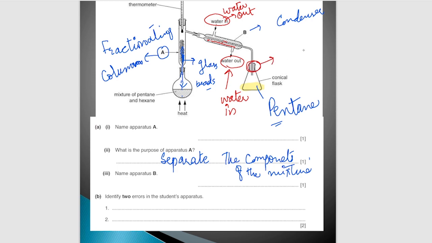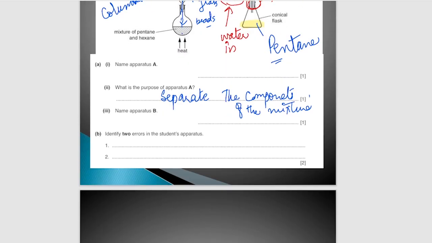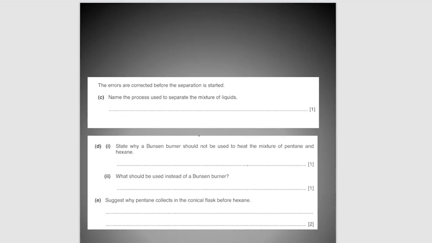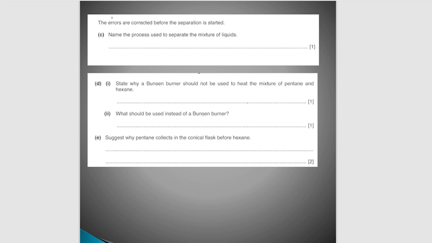Another error is that this conical flask should be open, otherwise pressure will build up. That is why we have to open this conical flask. So these are the two errors which we have identified on this apparatus. The errors are corrected before the separation is started. Name the process used to separate the mixture of liquids. What is the process through which we are separating it? This is fractional distillation.